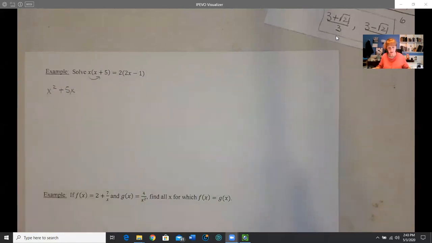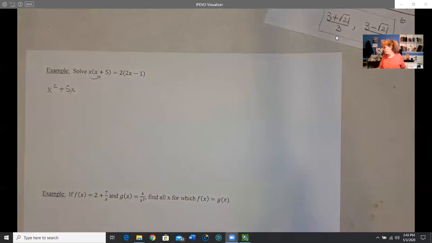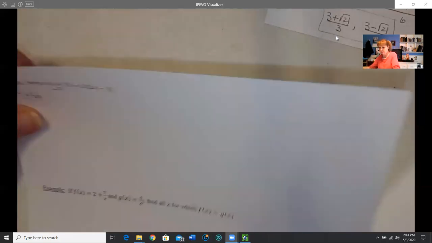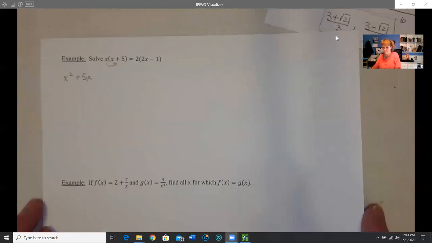Can you see that okay? I'm going to have to put a piece of paper underneath it. It's not a very level surface. Okay.